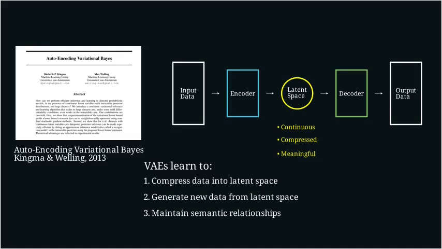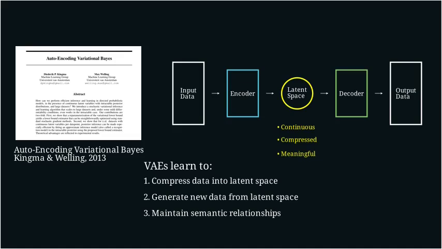What makes VAEs special is how they handle this compression. Unlike traditional autoencoders, VAEs don't just compress data into fixed points. Instead, they learn to represent data as probability distributions in the latent space. This latent space has three crucial properties. It's continuous, allowing smooth transitions between different data points. It's compressed, capturing the essential features of our data efficiently. And most importantly, it's meaningful. Similar data points end up close to each other in this space.